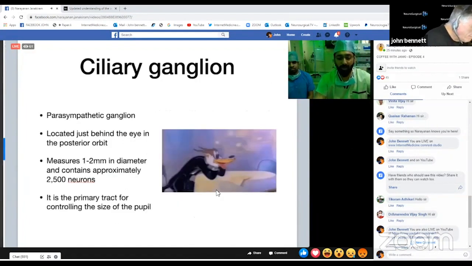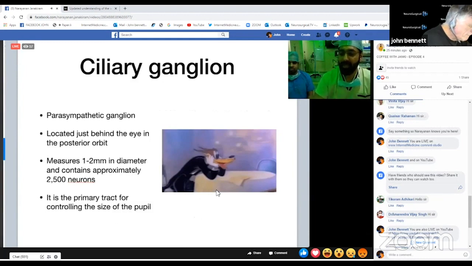Now let us go on to each ganglion, the ciliary ganglion. You can be asked short notes on every ganglion separately, or on the parasympathetic ganglia of ENT, of head and neck. You can be asked a question like that. Now let us go to the ciliary ganglion.